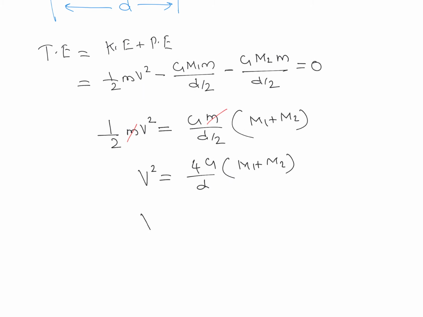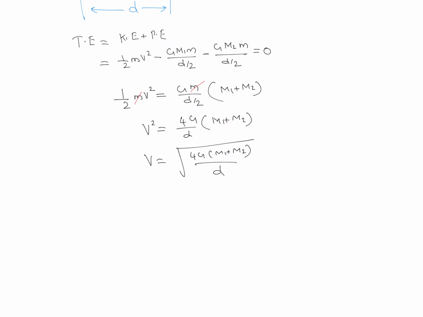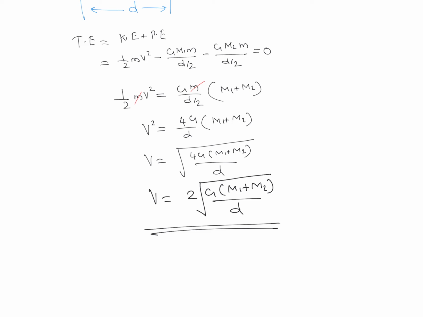Or the velocity is equal to the square root of 4G into m1 plus m2 divided by d. Taking the 4 outside, this is equal to 2 into the square root of G into m1 plus m2 divided by d. This is the velocity with which it should be projected. For any question related to escape velocity, the concept remains the same: the total energy should be equal to 0.